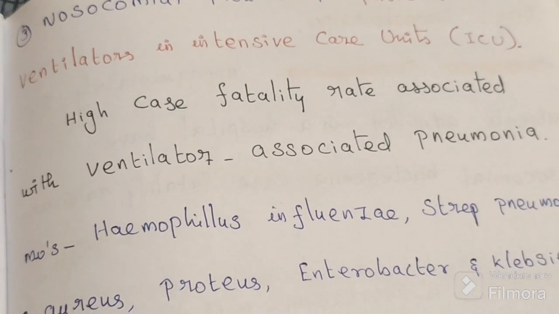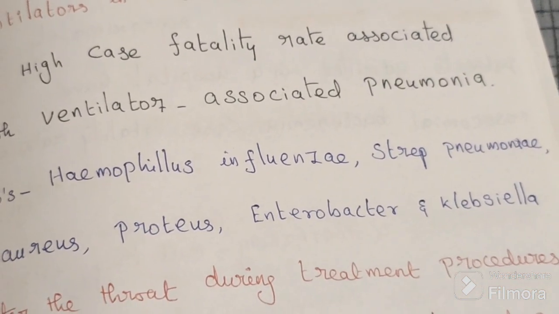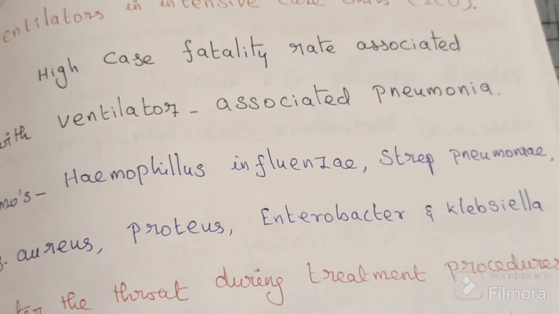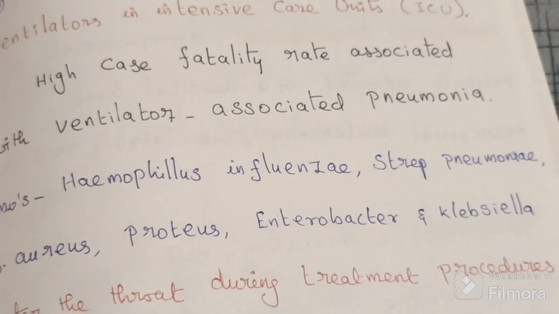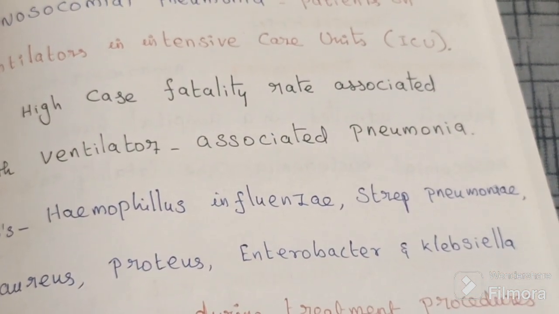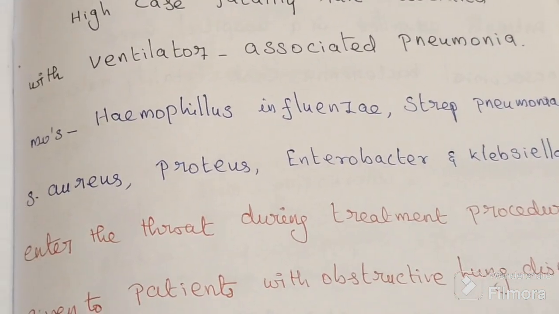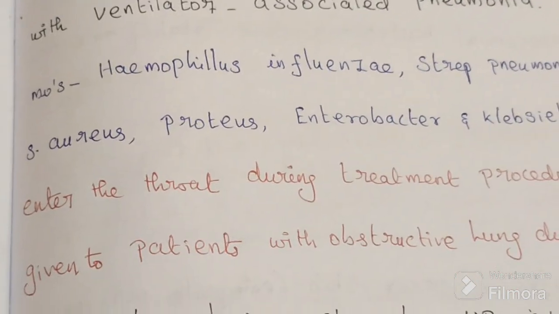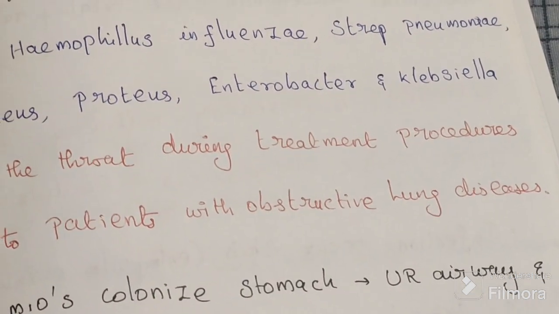Microorganisms like Haemophilus influenzae, Streptococcus pneumoniae, Staphylococcus aureus, Proteus, Enterobacter, and Klebsiella enter the throat during treatment procedures given to patients with obstructive lung disease.